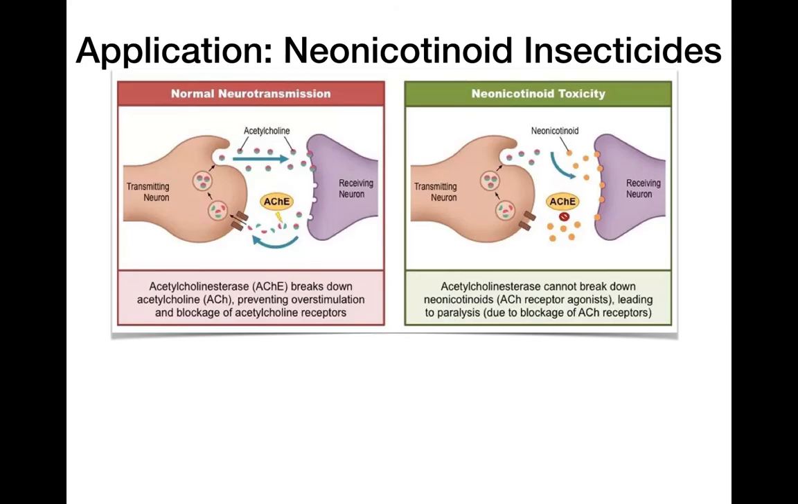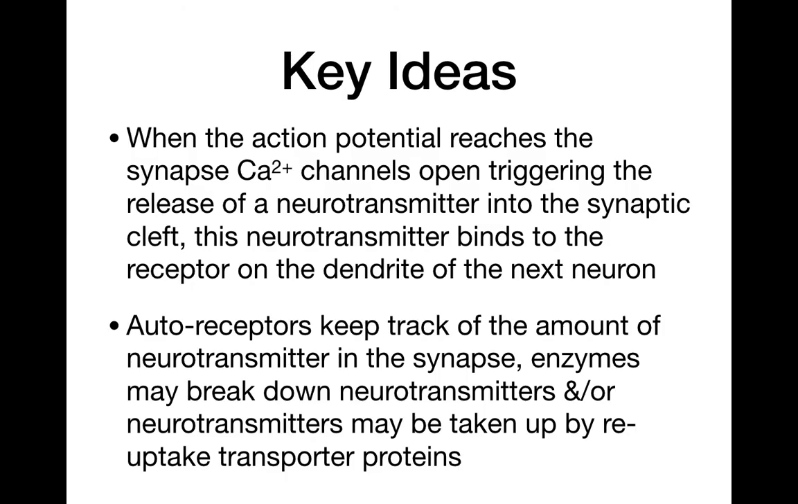Okay, the application of this, let's go over the key ideas. When the action potential reaches the synapse, calcium channels open, triggering the release of a neurotransmitter into the synaptic cleft. This neurotransmitter binds to the receptor on the dendrite of the next neuron. Autoreceptors keep track of the amount of neurotransmitter in the synapse. Enzymes may break down neurotransmitters, and/or neurotransmitters may be taken up by reuptake transporter proteins. That's how we're controlling how strong and how long the signal lasts.